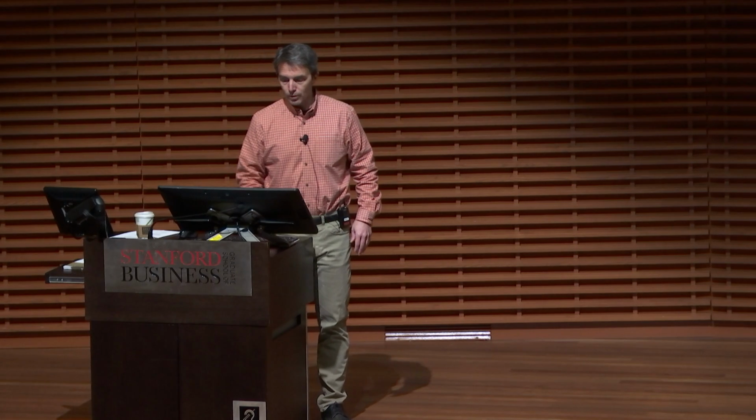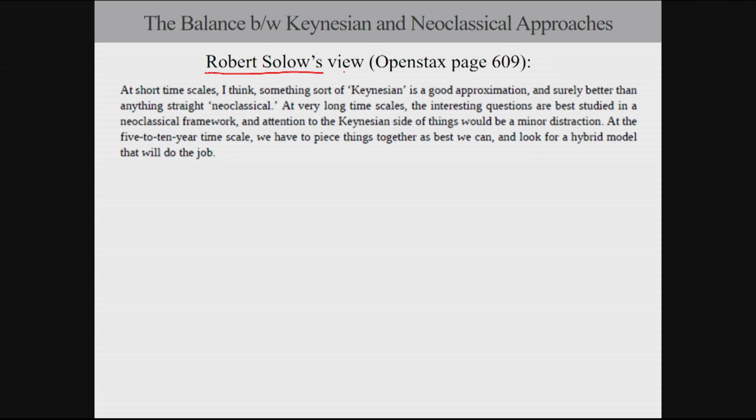So it's not like the Keynesian view is right and the neoclassical view is all wrong, or vice versa. To some extent, the wisdom of either approach depends on the time period that you're looking at. There is Robert Solow, who we talked about with the Solow model. This is an interesting quote of his: "At short time scales, I think something short of Keynesian is a good approximation, and surely better than anything straight neoclassical. At very long time scales, the interesting questions are best studied in a neoclassical framework, and attention to the Keynesian side of things would be a minor distraction.